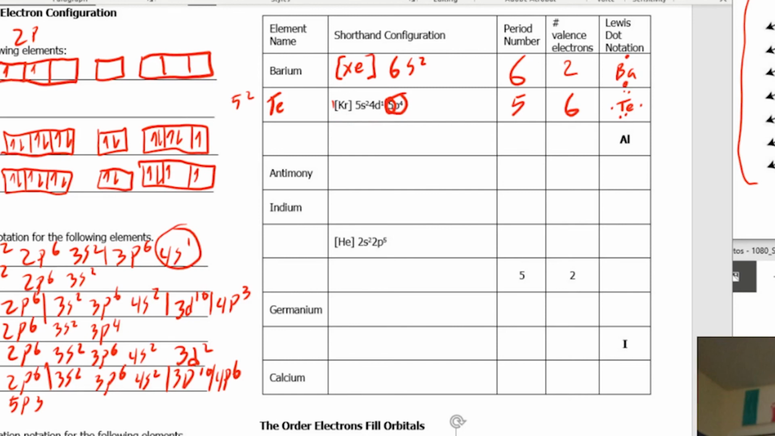All right, next one we have is aluminum. I'll do 2 more. No, I'll do 1 more. That's it, because y'all know how to do this. All right, so next we have aluminum. Aluminum has 13 electrons. I like to do that. So let's put in aluminum, and then for shorthand notation, it's going to be neon.